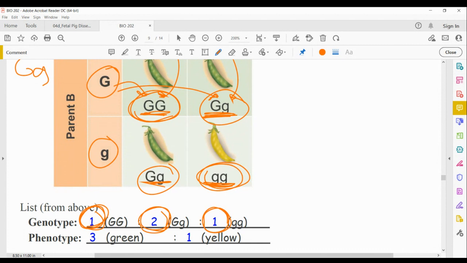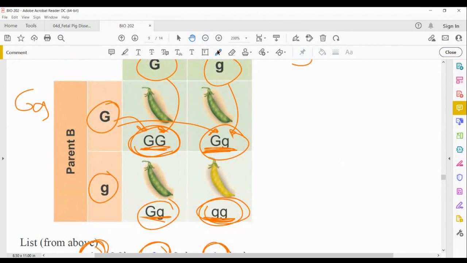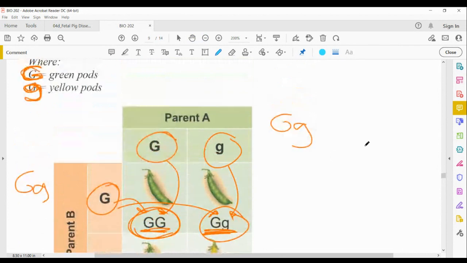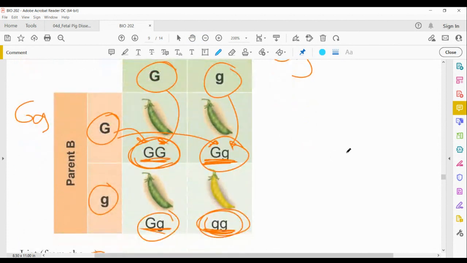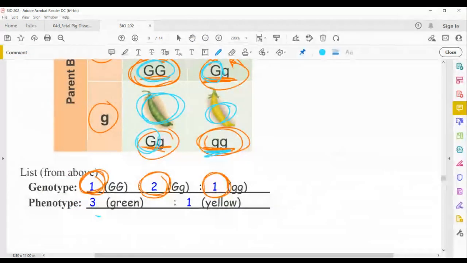Of course, we're not just interested in the genotype, we're also interested in the phenotype, what we see. When we're working out what we see, we need to remember which one was a dominant and which one was a recessive trait. So we saw that the yellow pods were recessive and green pods were dominant. As long as we have the dominant allele, at least one of them, we're always going to see green pea pods. The only time that we saw yellow pea pods was when you inherited a recessive allele from both parents. So the ratio is going to be 3 to 1 in this case for the phenotype.